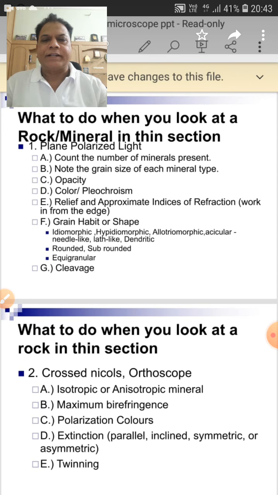And today I have taken the optical properties of minerals. Before this, I would like to explain in very short the preparation of thin section. The thin section may be of a mineral or a rock, whatever it is. The sample of a rock or mineral is first chipped and a small piece is taken out of it.